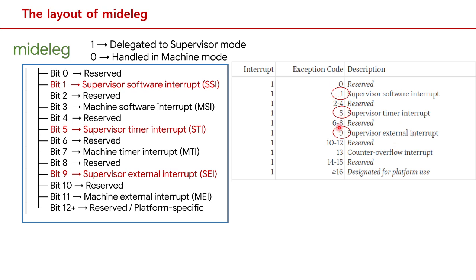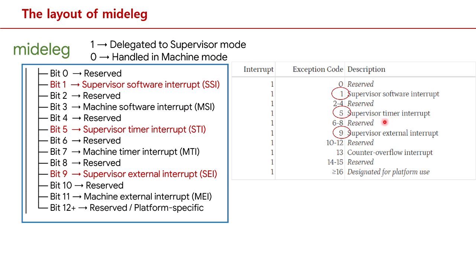All these values correspond to the bit positions inside the machine interrupt delegation register. So if you turn on the first bit inside the machine interrupt delegation register, this interrupt is delegated to the supervisor mode. But if you do not modify the first bit of this register, by default this interrupt is taken to the machine mode. But this rule can be applied to other types of interrupts.